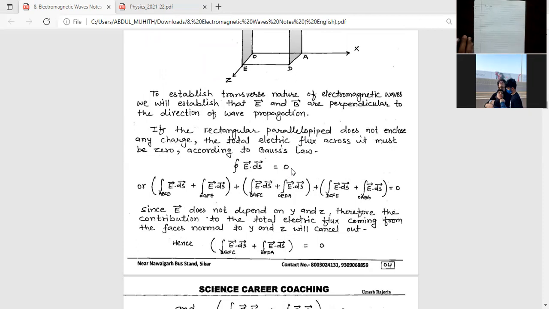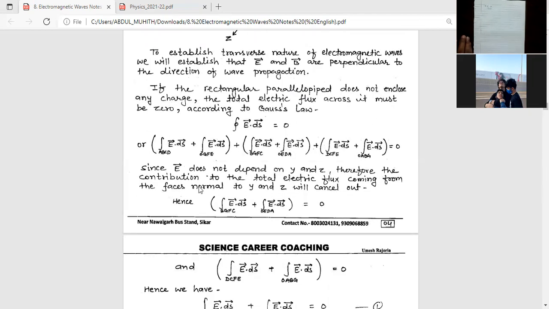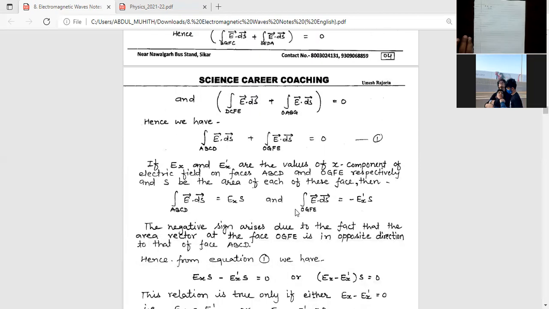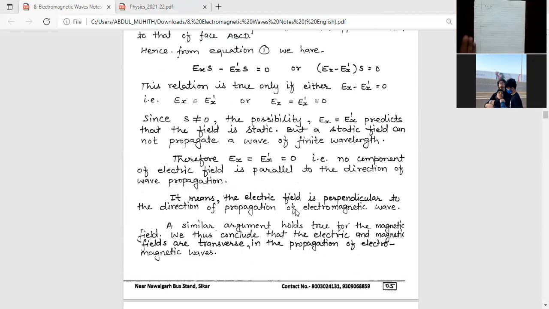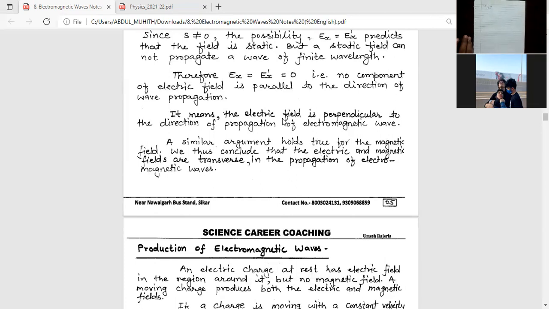Understood? So now E does not depend on Y and Z. Therefore, the contribution to the total electric flux coming from the faces normal to Y and Z will cancel out. So there is no charge, so the total answer will be 0. Okay, so this is not required. It means the electric field is perpendicular to the direction of propagation of the electromagnetic wave. A similar argument holds true for the magnetic field. So electric and magnetic fields are transverse in nature, and they are perpendicular to each other.